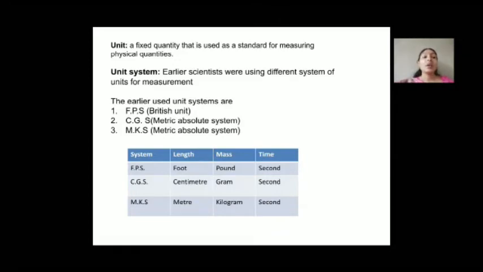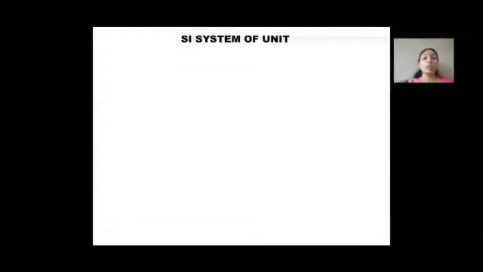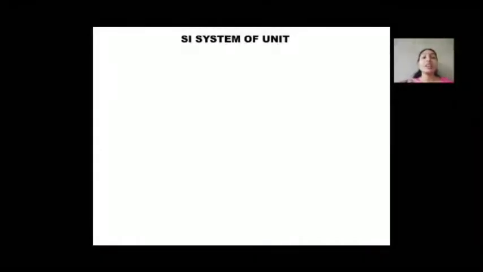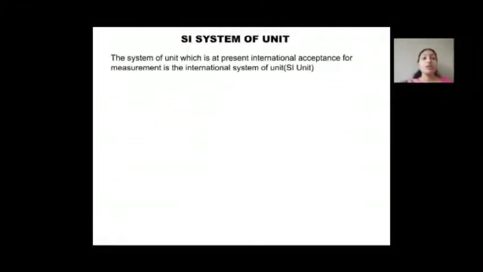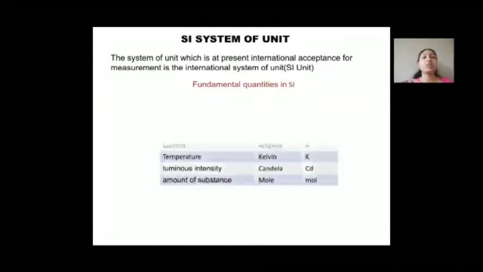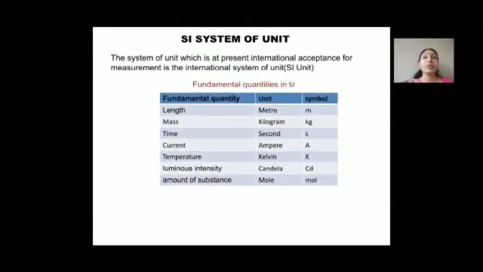So all the scientists decided to take one standard unit, that is the SI system of units. This SI system of units is at present internationally accepted for measurement. The fundamental quantities in SI units are like this. Length, unit is meter, symbol m. Mass, kilogram, kg. Time, seconds, s. Electric current, ampere, capital A. Temperature, Kelvin, capital K. Luminous intensity, candela, cd. And amount of substance is mole, mol.